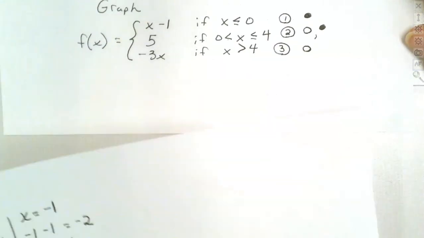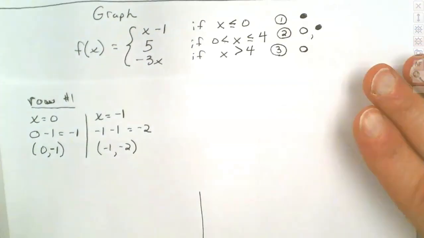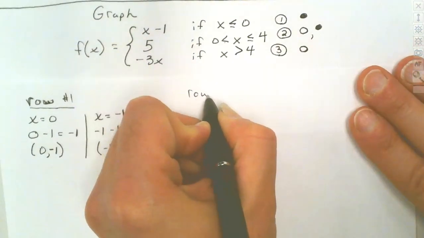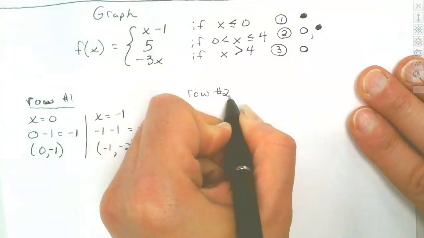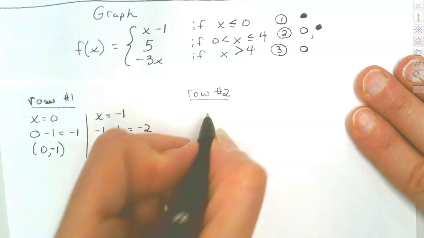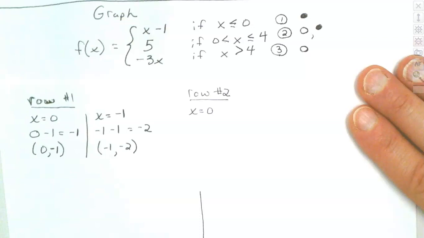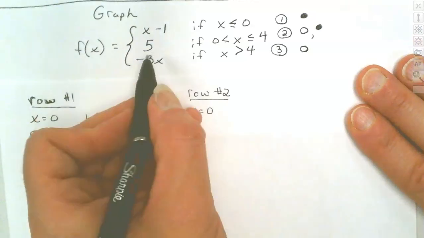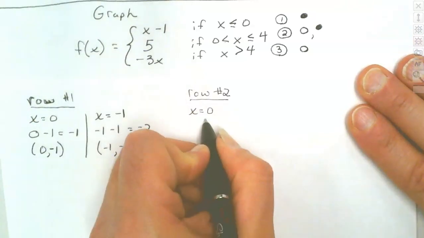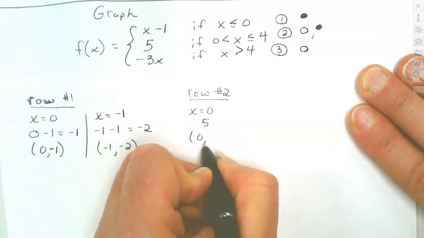And what do we need now? We need row number 2. And what do we know about row number 2? Well, row number 2 is a constant function at 5. We're going to plug in x equals 0. And if I plug in 0, what does that give you? It's a constant function, so that gives you 5. So that is then the point (0, 5).